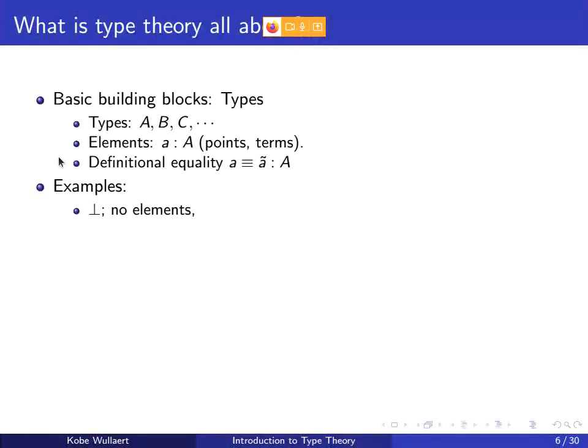To give some examples, we have just the empty type. It has no elements at all. We can consider the type of natural numbers, whose elements are the natural numbers as we think of them. But there is also a type of sets, which contains all the sets. And here you already see a little bit of a difference with set theory. If you want to speak of the set of sets, that's possible, but you have to use some kind of meta theory.